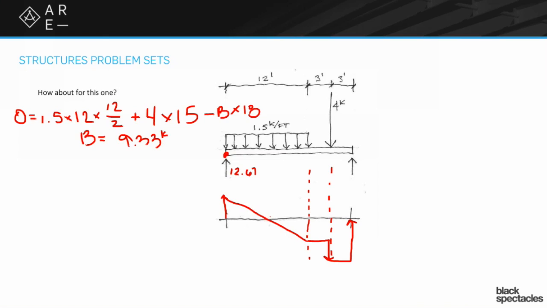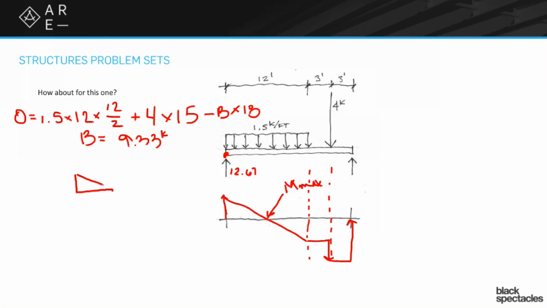So now we have seen that here's our point of maximum moment, because that's where it crosses 0. But we have to figure out what it is. And so there's a couple of different ways you can do it. I like to use similar triangles just because it's graphic for me, and that's what I like to do.